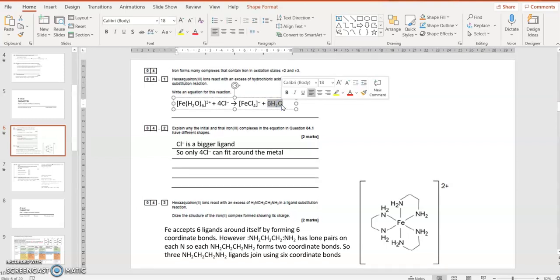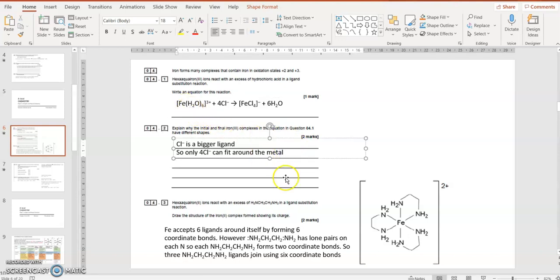H2O's come off. Okay, so something to work out. You can work that out. Why is it going to have a different shape? Well, this is going to be octahedral with 6 ligands around it. Here, 4 around it. It's going to be tetrahedral, so it's going to change shape. Bond angle 90 goes up to 109.5, going to tetrahedral. Why does that happen? Cl is a bigger ligand, so only 4 Cls can fit around the transition metal ion, the Fe3+.